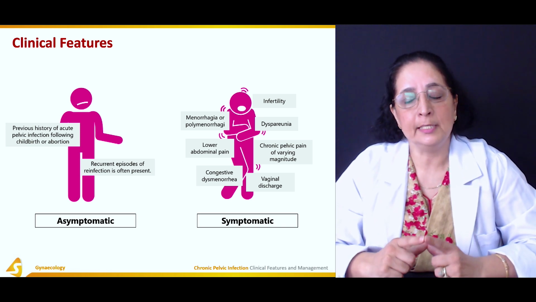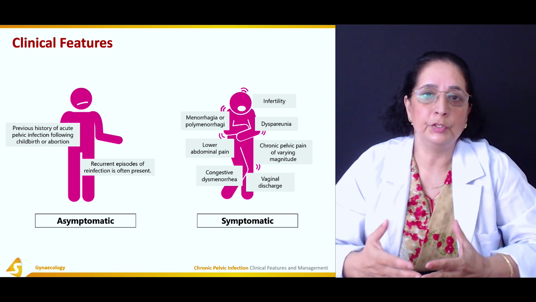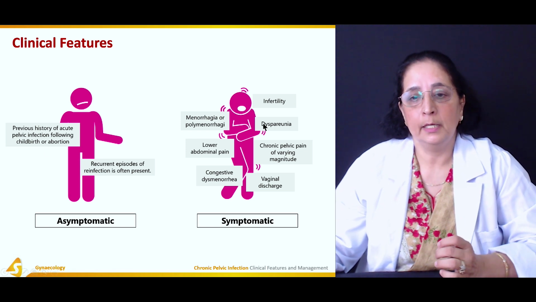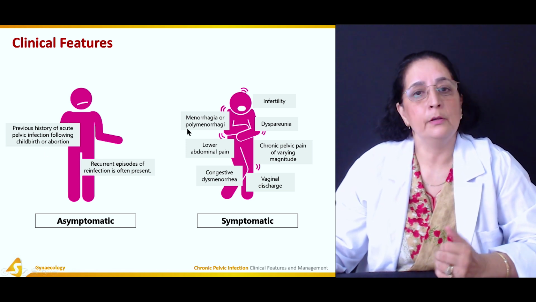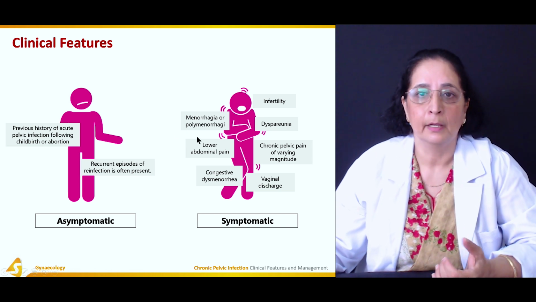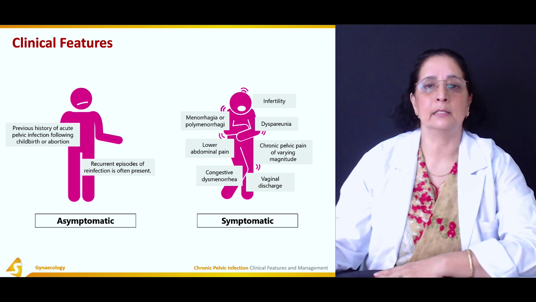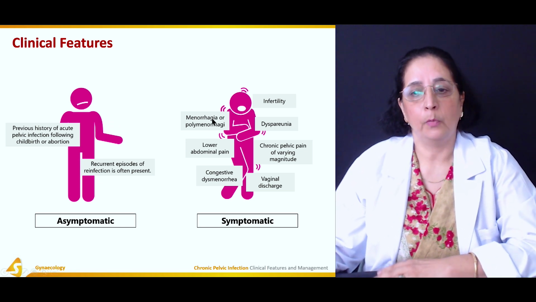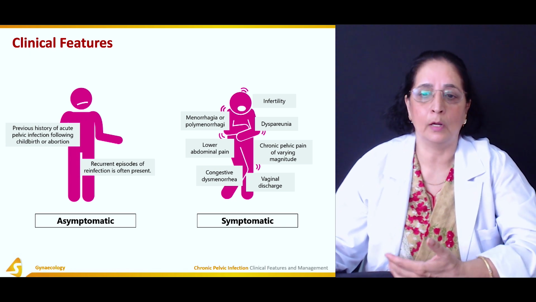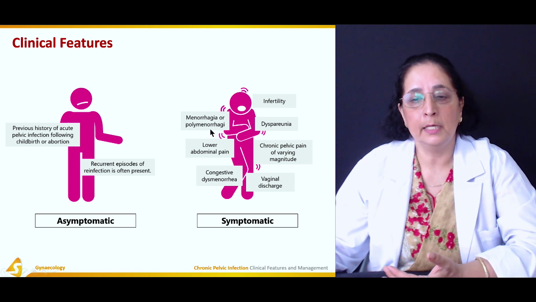When the patient presents with symptoms, the symptoms are menorrhagia or polymenorrhea. Menorrhagia is excessive menstrual bleeding. When there is a lot of menstrual bleeding, that's menorrhagia. Polymenorrhea is frequent menstrual cycle. Poly means frequent or excessive.